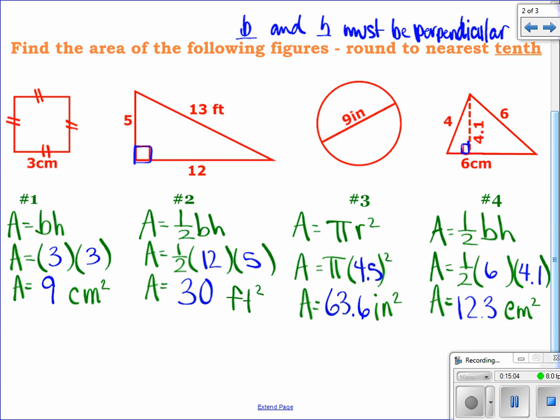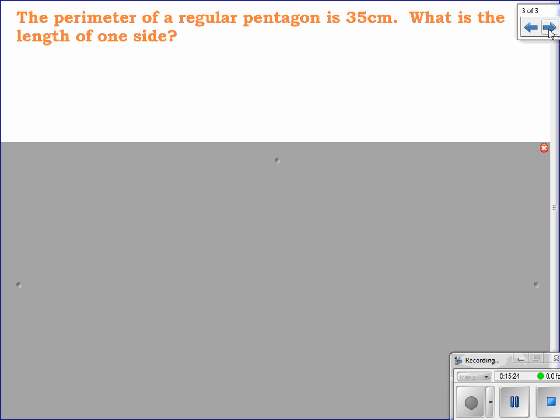Questions before our last slide? Need 3 lines of work in order to get full credit. We have 3 word problems on the last page that are going to require a picture first and then showing work. So I'll show you what I mean by that. The perimeter of a regular pentagon. What does regular mean? Yep. Yes. So do your best in drawing a regular pentagon. All 5 sides congruent, all 5 angles congruent.